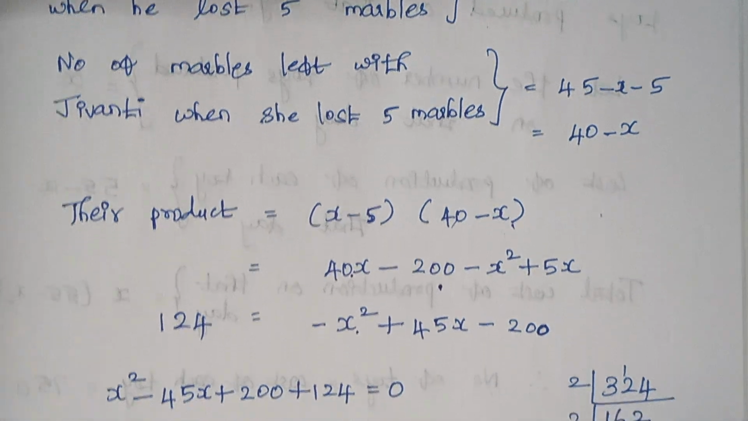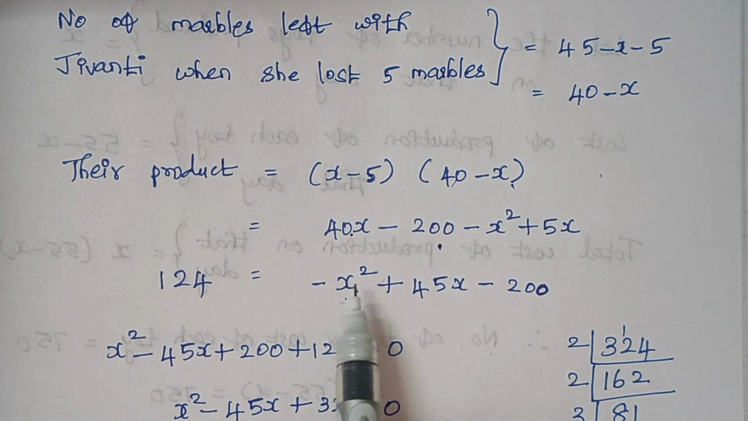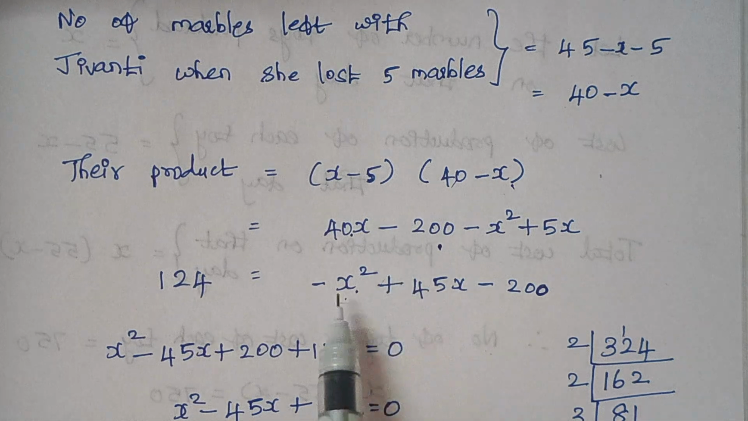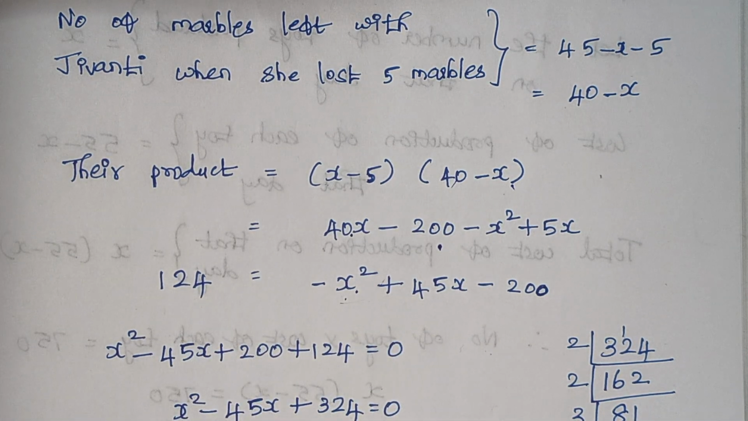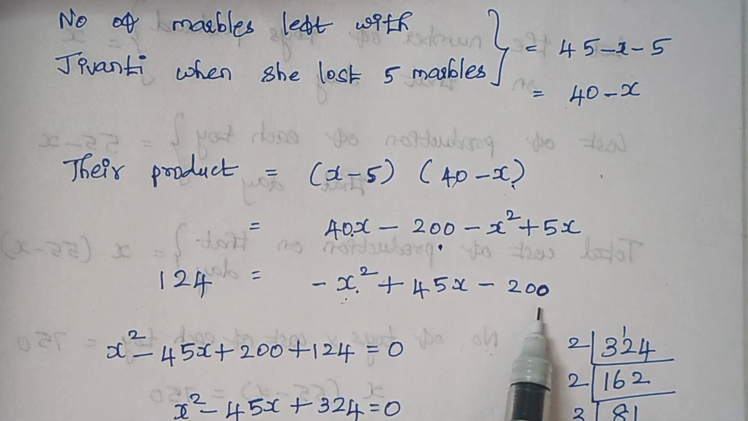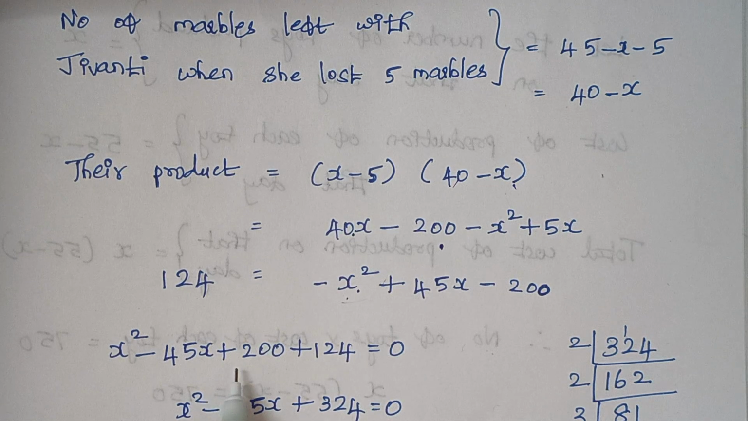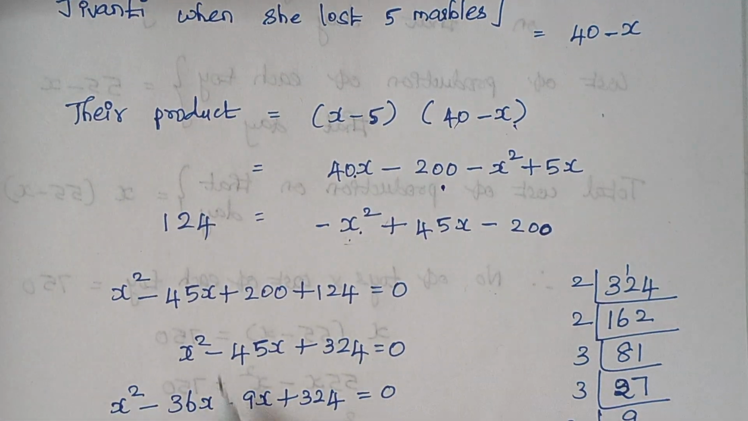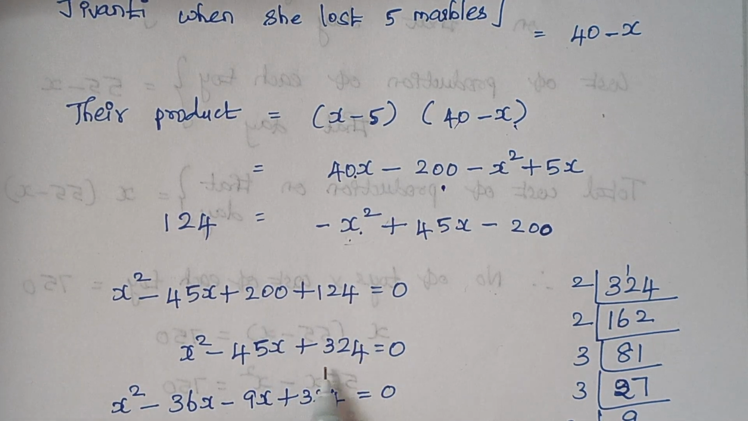So once you rearrange this equation, we always need the x square term to be a positive 1. So now I am going to move this equation to the left hand side. Therefore, there will be a sign change in all the terms. Now it is x square minus 45x plus 200 plus 124 equal to 0. So, once you solve, we have x square minus 45x plus, when you add, 324, equal to 0.